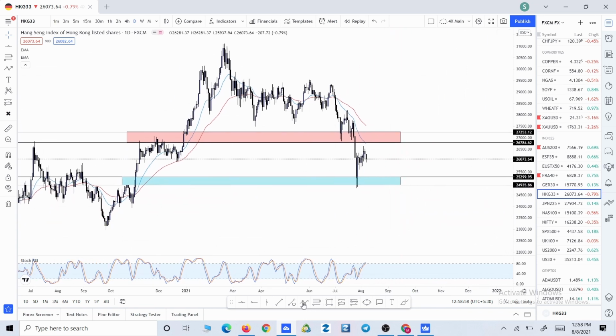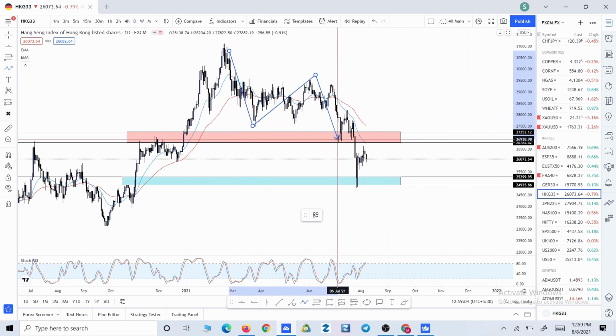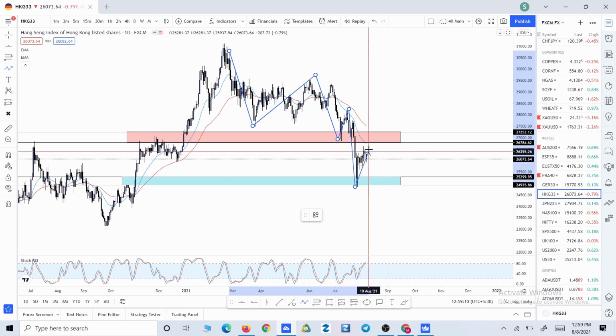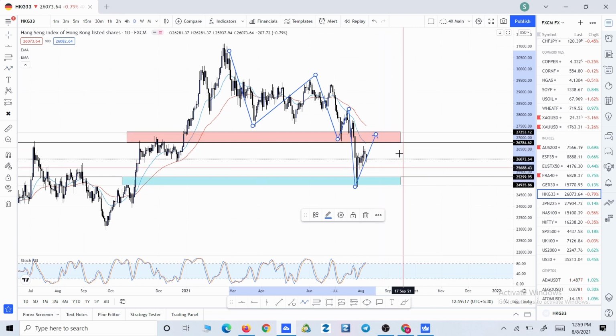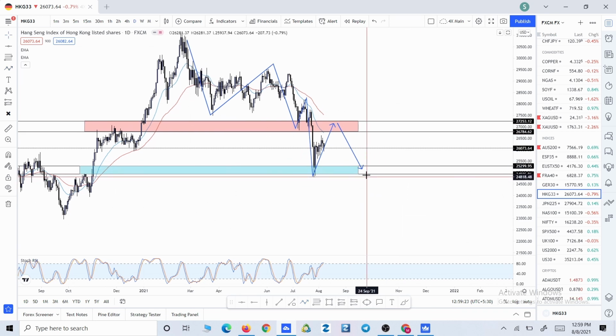Next, we are going to talk about Hong Kong 33. Hong Kong 33 is in a downtrend. Starting from here, we have the low, lower high, lower low, lower high, lower low. And now we are waiting for the price to retrace back higher into the recent broken zone and find any kind of rejections to the downside to go short. So to go short, this is one setup.